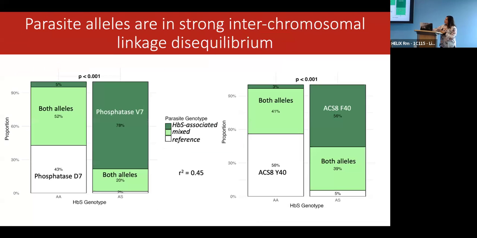And so we have our two loci. If we look at them separately, we see the same effect, perhaps a little bit less strong at this variant in ACS8. And we see that these are in linkage disequilibrium with each other, so they tend to be found together. If you combine them, you tend to see both of these alleles more often than expected, either both of them together in AS, or neither of them in AA genotype.